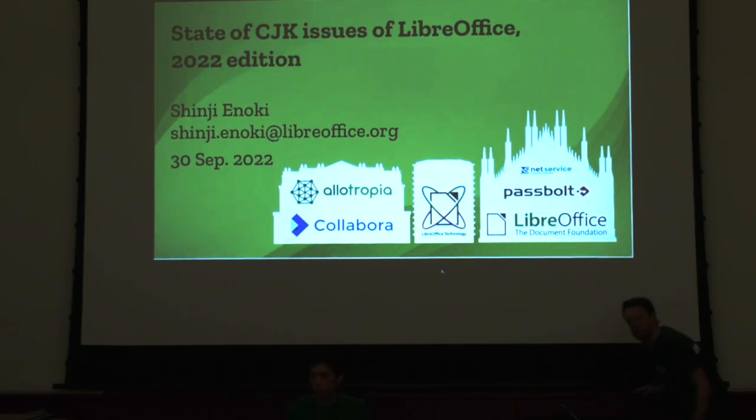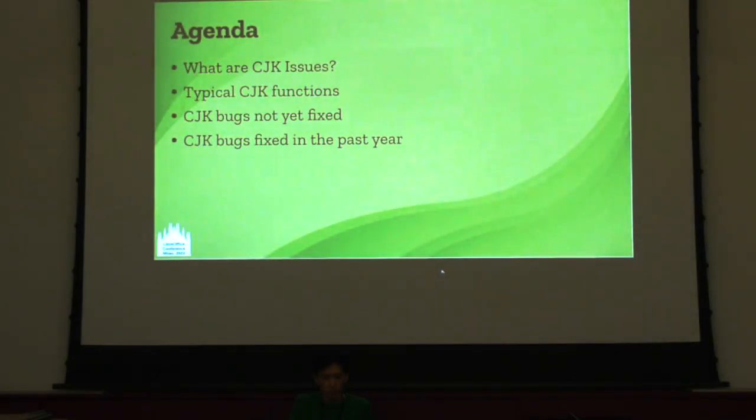This session is also focused on CJK issues. I try to do this theme every year. This talk introduces CJK issues and the typical CJK functions, part of the functions, and CJK bugs not yet fixed, and some that were fixed in the past.